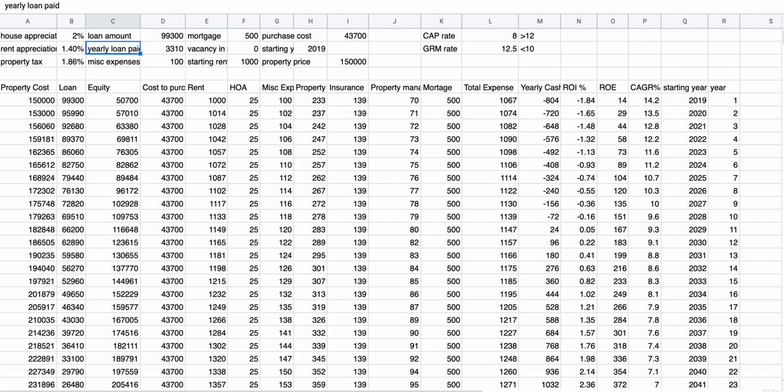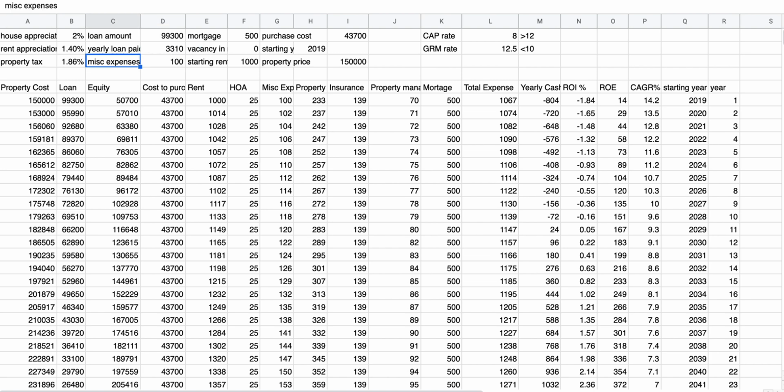And I will take the loan for this much amount, which is I'm going to subtract 25% down from this and expect some amount of closing costs. So I calculate the loan amount. And I also will be paying every year some amount of loan back. So I'm going to divide this by 30, assuming I take a 30-year loan.